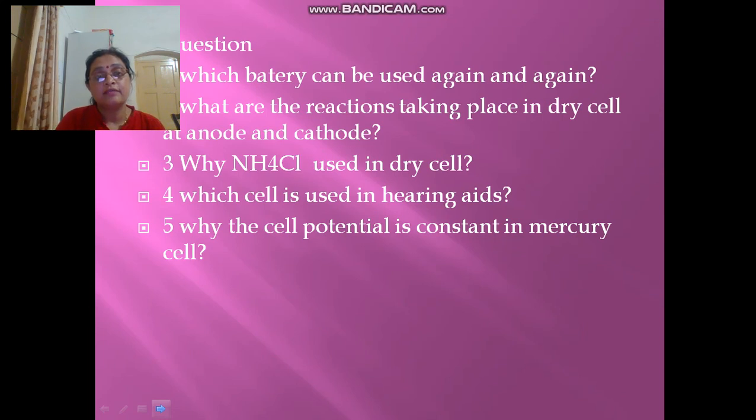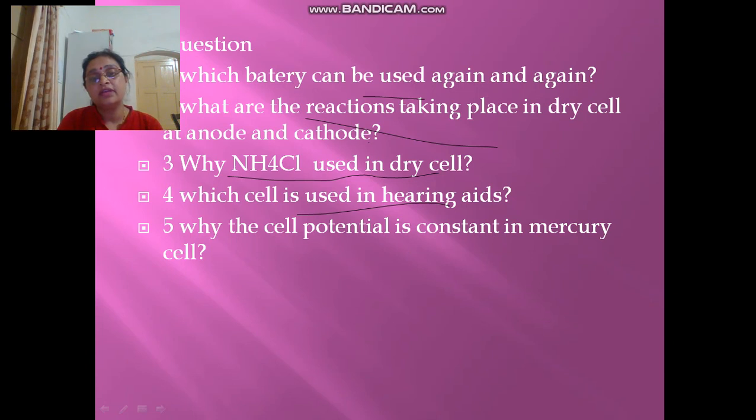Now let us take a few questions. Which battery can be used again and again? The answer is the secondary battery. What are the reactions taking place in the dry cell at anode and cathode? That we have already discussed. Why is NH4Cl used in the dry cell? To generate NH3, which reacts with the Zn2+ ion to form a complex.